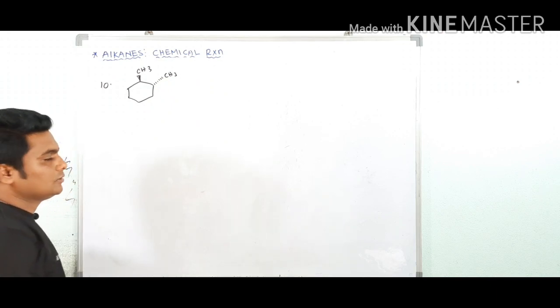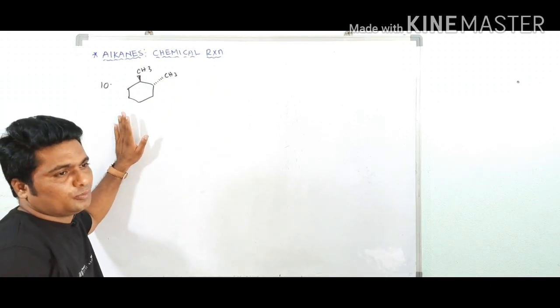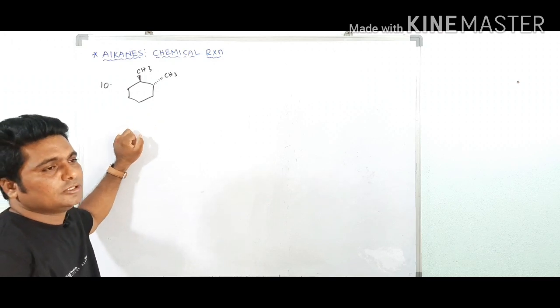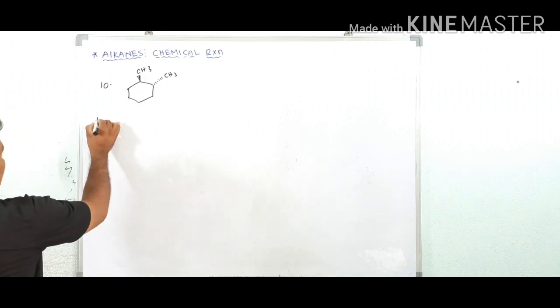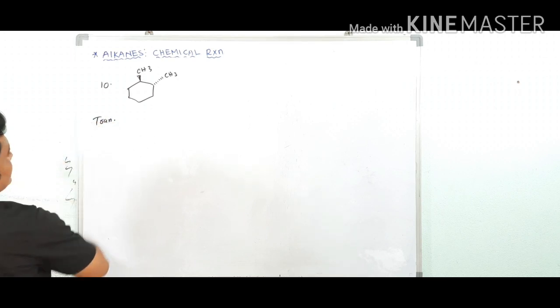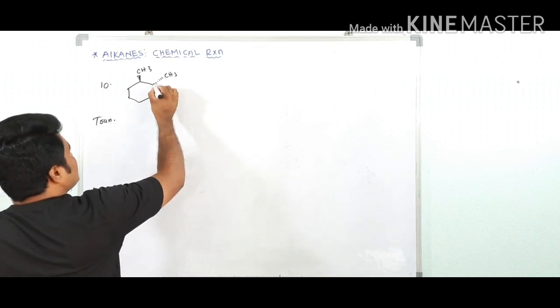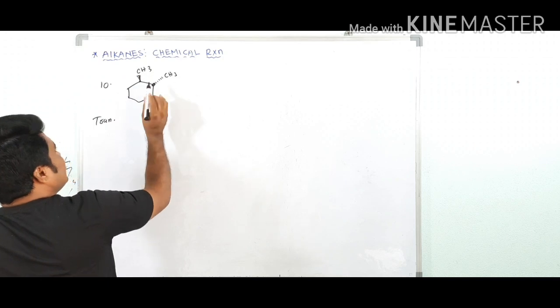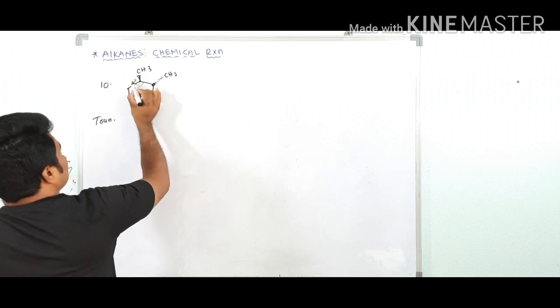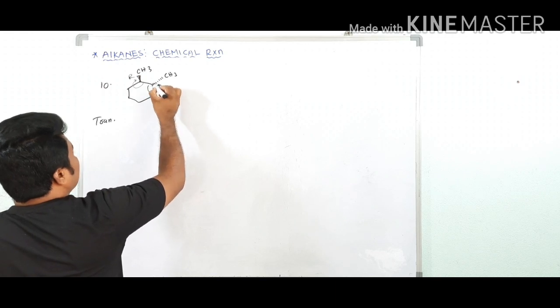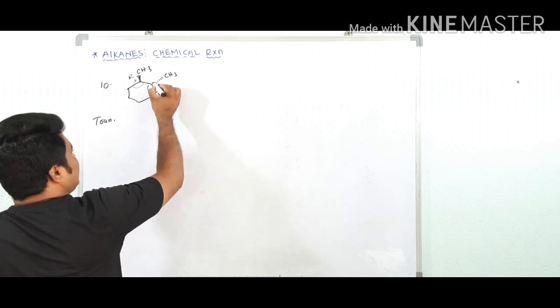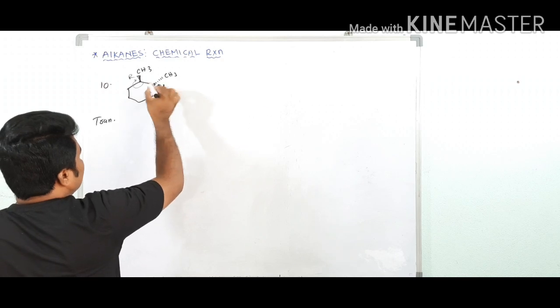The number of products including stereoisomers on monochlorination of this compound, trans 1,2 dimethyl cyclohexane. So this is what? Trans. And here what is the stereochemistry? See here, this is higher priority 1, 2, 3. So you are getting R. Here higher priority 1, 2, 3, S. But lowest priority is hydrogen above the plane. So this is stereochemically same.